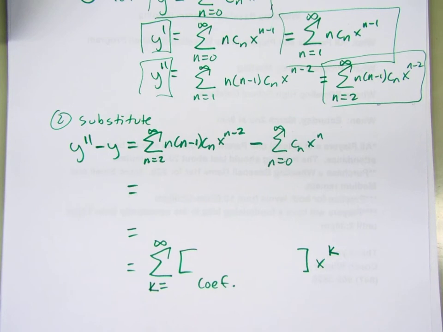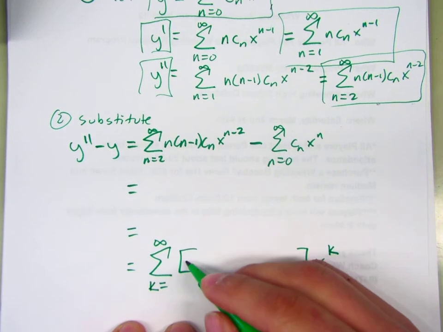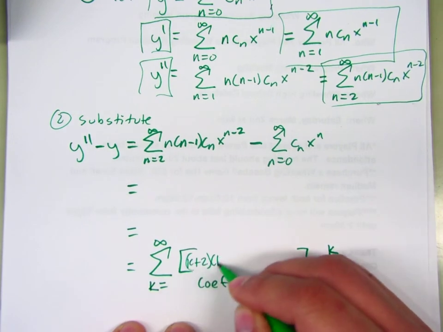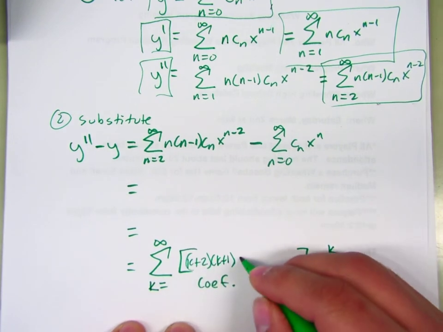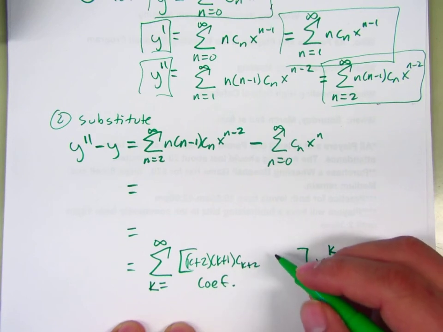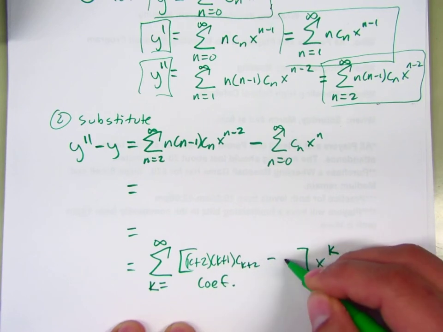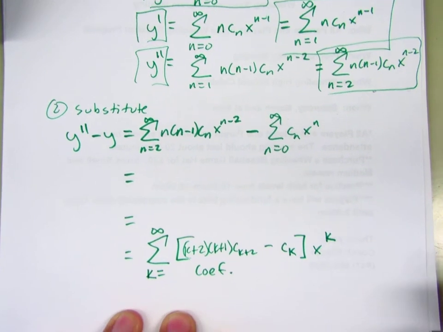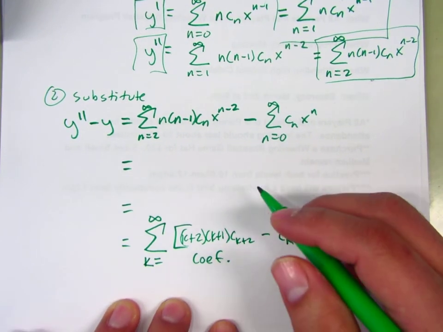You guys get one yet? What did we get for the coefficients? K plus 2 times K plus 1 times C sub K plus 2 minus C sub K, all times X to the K. Good. Everybody good with that?